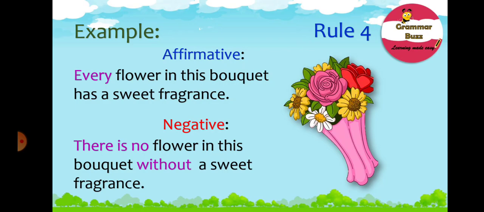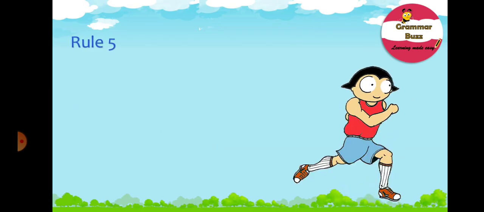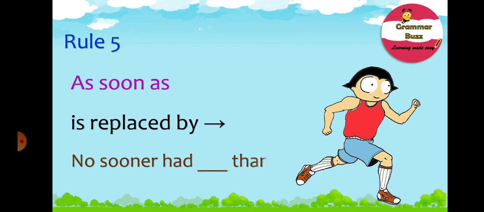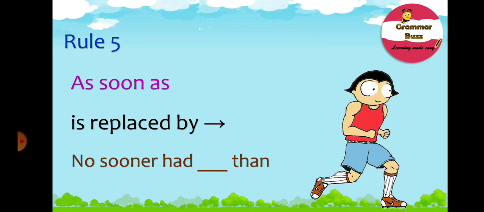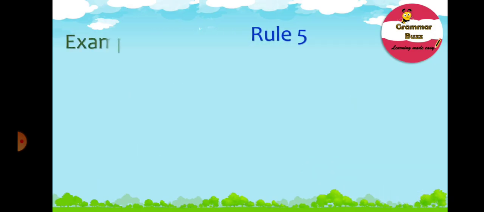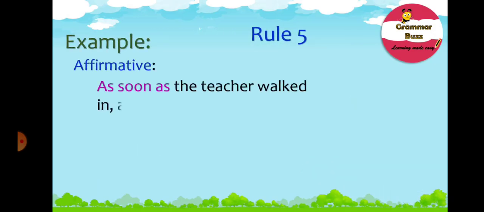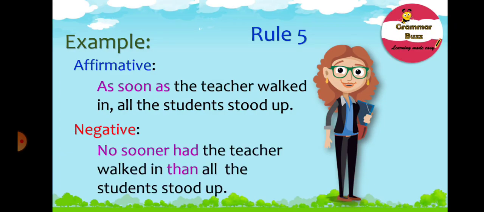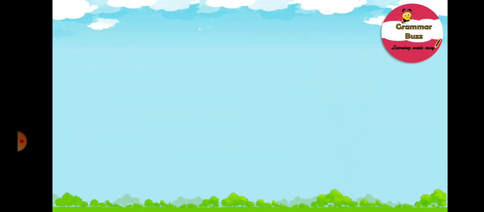Now that you have followed this rule, we will be moving on with the following rule, that is, as soon as in an affirmative sentence is replaced by no sooner had than in a negative sentence. Let us try to follow this with the help of an example. As soon as the teacher walked in, all the students stood up. Converting this to negative, it becomes no sooner had the teacher walked in than all the students stood up. Moving on with the following rule.